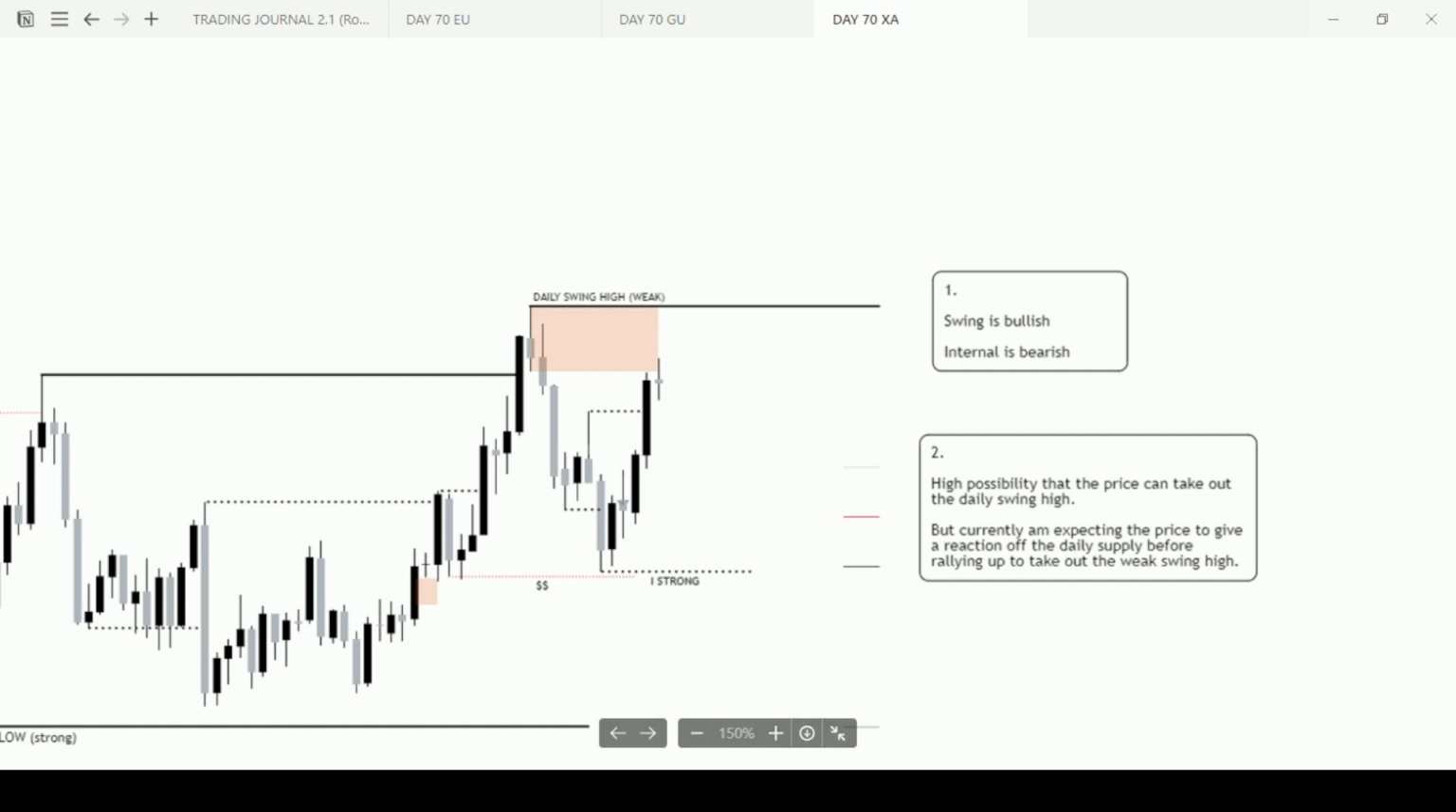So essentially, my bias for the day is bearish. High possibility that the price can take out the daily swing high, which is weak, but currently I'm expecting the price to give a reaction of the daily supply before rallying up to take out the weak swing high.